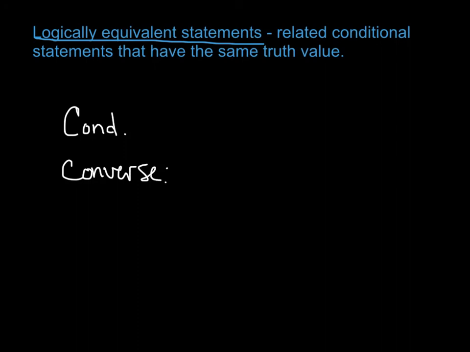Related conditional statements that have the same truth value are called, a vocab word, logically equivalent statements. So let me write that down. Logically equivalent statements are related conditional statements that have the same truth value. So for example, I'm just going to quickly write this down. We had our conditional first. Then we had our converse. Then we had our inverse. And then we had our contrapositive.